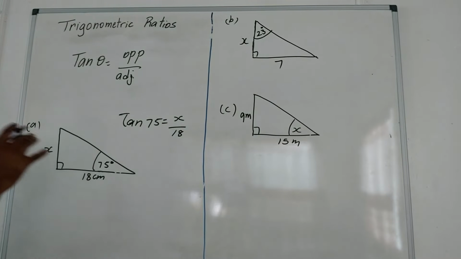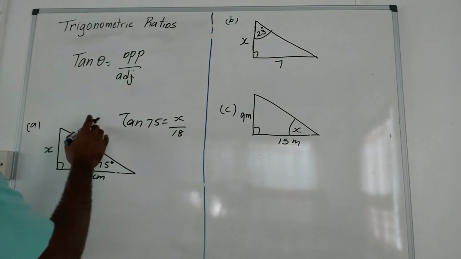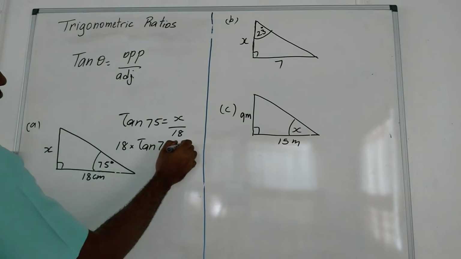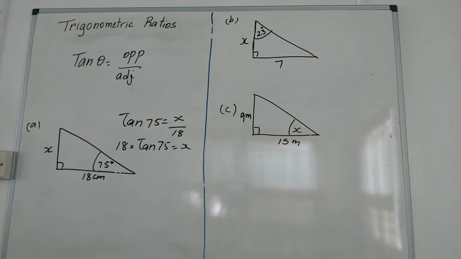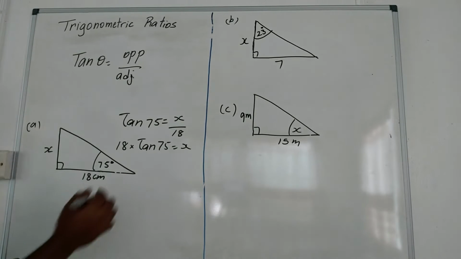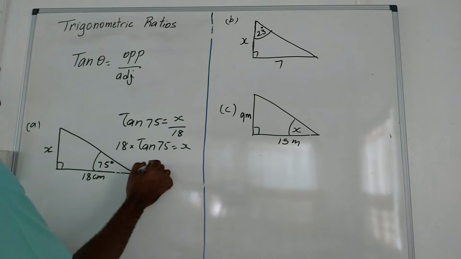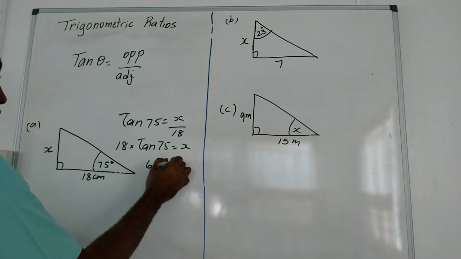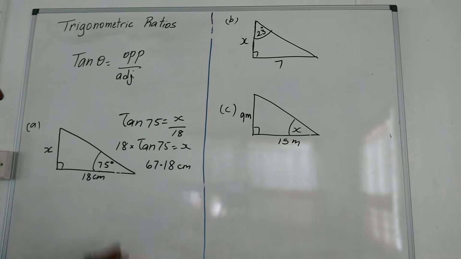So now to find what x is, we take over our 18 and multiply: 18 times tan 75 is equal to x. So take out the calculators, ensure again it's in degrees. So 18 multiplied by tan 75 is equal to, this gives us x is equal to 67.28 cm to 2 decimal places. Right, so that is the length of our side for x.